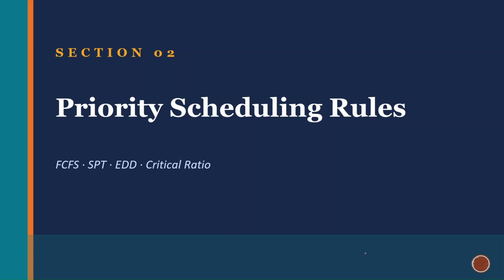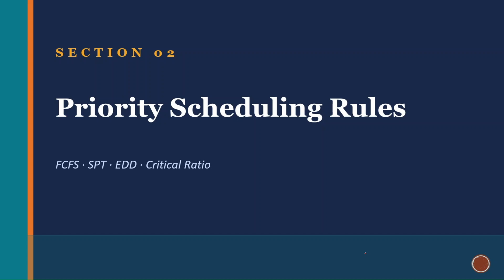Now, in the case when we have priority scheduling rules, a few of them are FCFS, SPT, EDD, and critical ratio. FCFS stands for first come first serve. SPT stands for shortest processing time. EDD is earliest due date, and the next one is the critical ratio. Critical ratio is the due date divided by the time available for production. These are a few priority rules that we need to apply when we are going for scheduling.